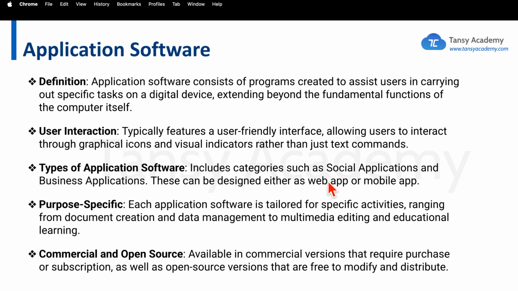Purpose specific: each application software is tailored for specific activities ranging from document creation and data management to multimedia editing and educational learning. Commercial and open source: for certain software you have to pay a license fee on a monthly, yearly, or one-time lifetime basis to use the software. Certain software is free, and that is called open source. Commercial versions require purchase or subscription, while open source versions are free to modify and distribute.